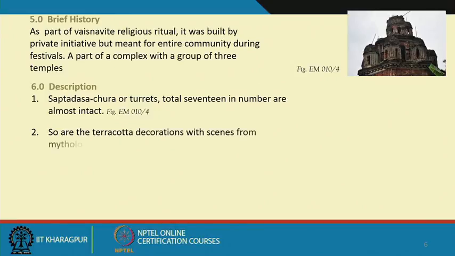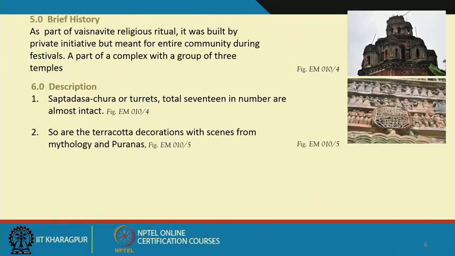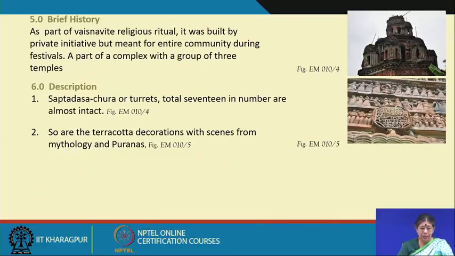So, the description says the turrets are in very good condition, and so are the terracotta decorations with scenes from mythology and Puranas. All over this Rashmanchu there are terracotta plaques which show various mythological scenes from the Puranas and others, and when one really starts documenting, each and every plaque has to be documented, numbered, and its condition assessed. As I say, this is just an example of a very preliminary investigation, not a full documentation, which should come after this.